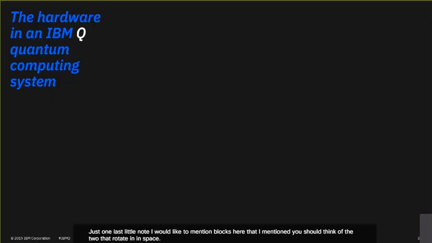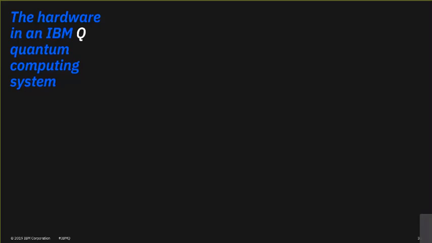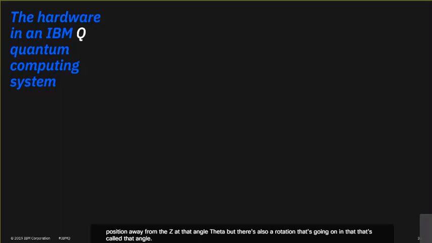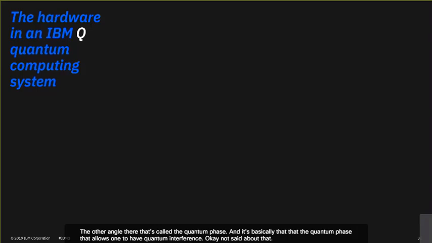Just one last little note I would like to mention. In that Bloch sphere that I mentioned, you should think of it as also rotating in space around the z-axis. So not only is there a position away from the z-axis, that angle theta, but there's also a rotation going around, that other angle, phi, and that's called the quantum phase. It's basically that quantum phase that allows one to have quantum interference. Okay, enough said about that.